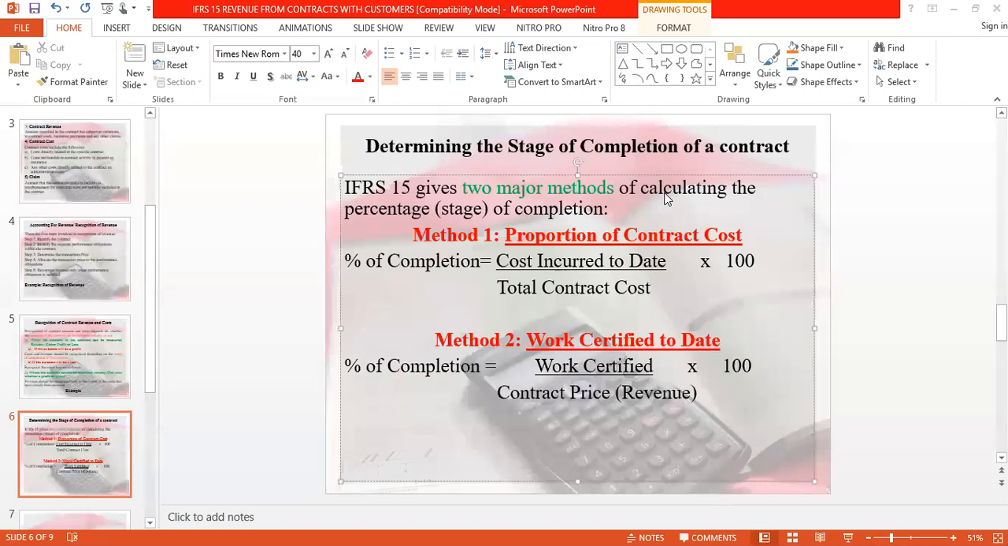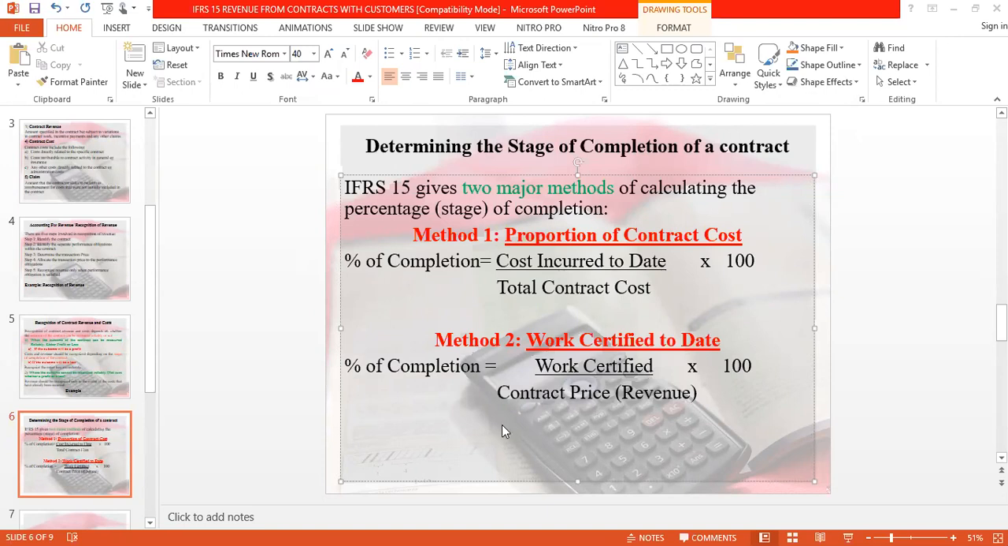In example 1, what was the contract price, the revenue? The contract price was how much? 800,000. Contract cost is different from contract price. Contract cost is the cost incurred. Contract price is the revenue. Are we together? Okay, let's continue. So don't confuse the two.